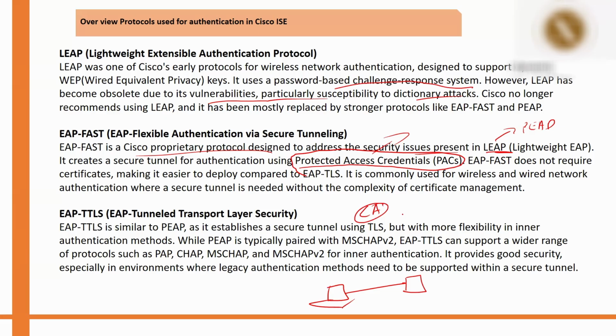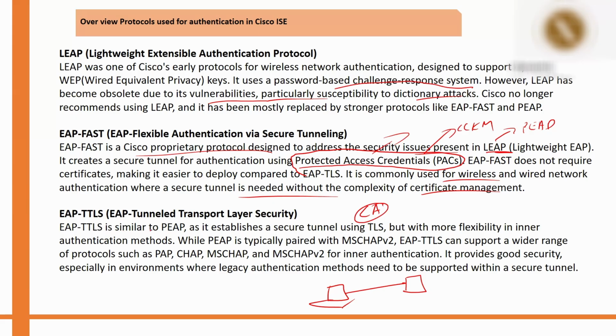That puts extra overhead on the network. But protected access credentials are not like that. They do not require certificates, making it easier to deploy compared to EAP-TLS. It is commonly used for wireless and wired networks where a secure tunnel is needed without the complexity of certificate management. This we will learn later, along with CCKM and all.